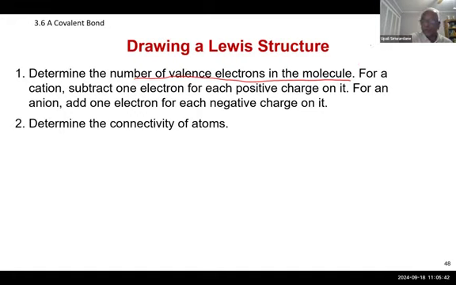First you get the total number. For example, water. One electron comes from each hydrogen, and six valence electrons are on the oxygen, which is 6A. Total is 8 electrons, or 4 electron pairs.